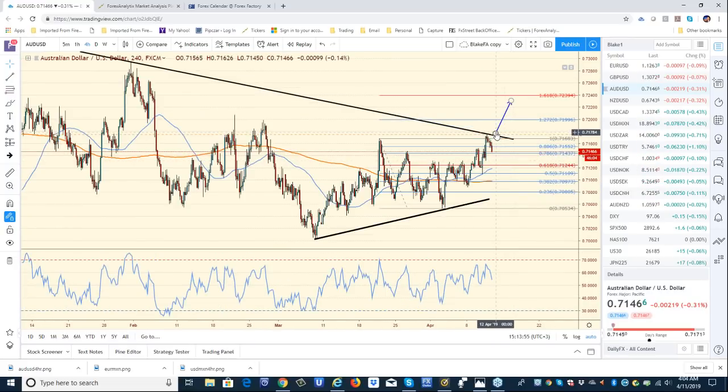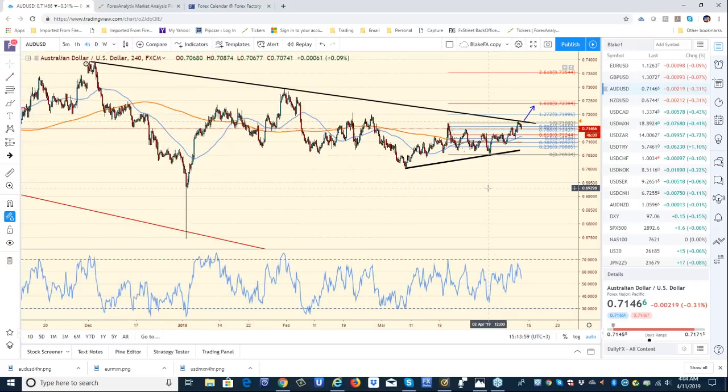Now, that doesn't mean that we can't break above it. Obviously, if there's some sort of China deal resolution, that's going to be the catalyst that drives us above that resistance. And then I'm long then. I'm definitely getting long at that point in time.